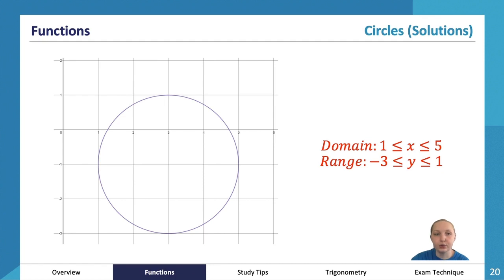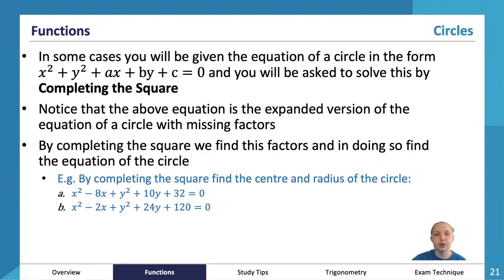Okay, and then that's all you really have to do when you have to graph a circle. So in some cases, you're going to be given the equation of a circle as x squared plus y squared plus ax plus by plus c equals 0, and you're going to be asked to solve this. Sometimes if whoever's written your paper is nice, they'll tell you that you have to solve it by completing the square. Otherwise, they'll just give you that equation and you're expected to know that you need to complete the square.